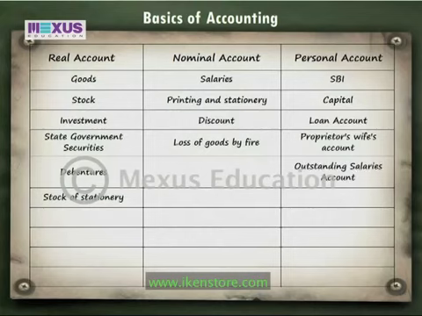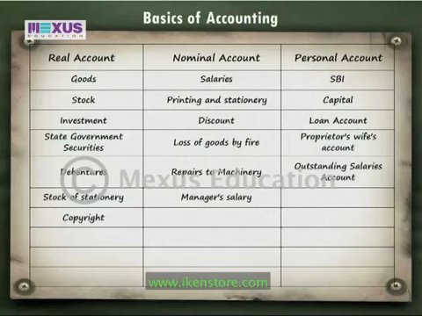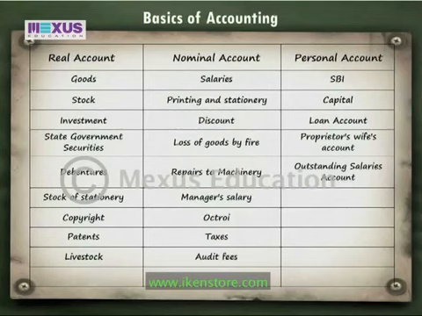Outstanding salaries, personal account. Repairs to machinery, nominal account. Manager's salary, nominal account. Copyright, real account. Patents, real account. Livestock, real account. Octroi, nominal account. Taxes, nominal account. Audit fees, nominal account. Bad debts, nominal account. Premises, real account.